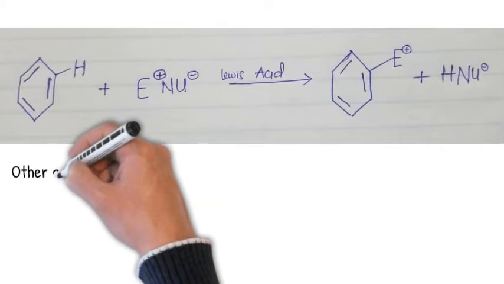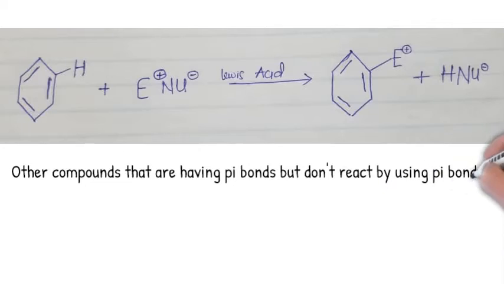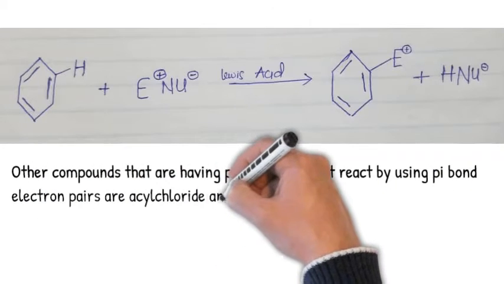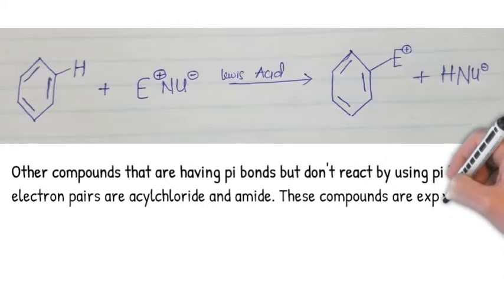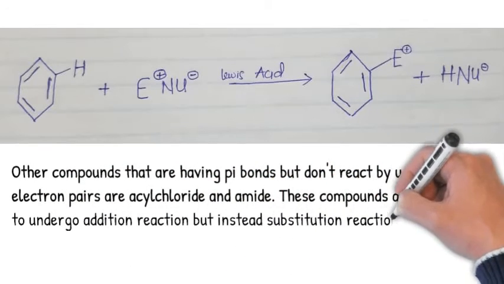Other compounds that have pi bonds but don't react by using pi bond electron pairs are acyl chloride and amide. These compounds are expected to undergo addition reaction, but instead substitution reaction takes place.